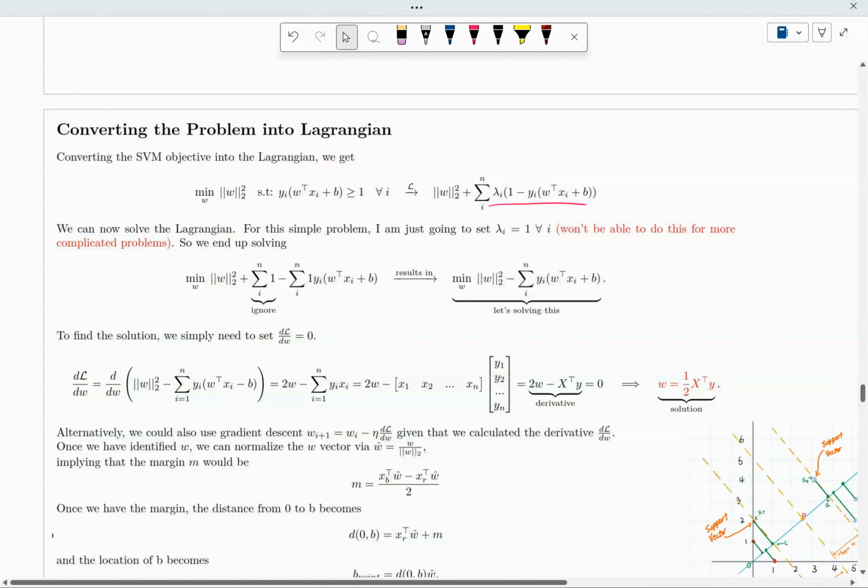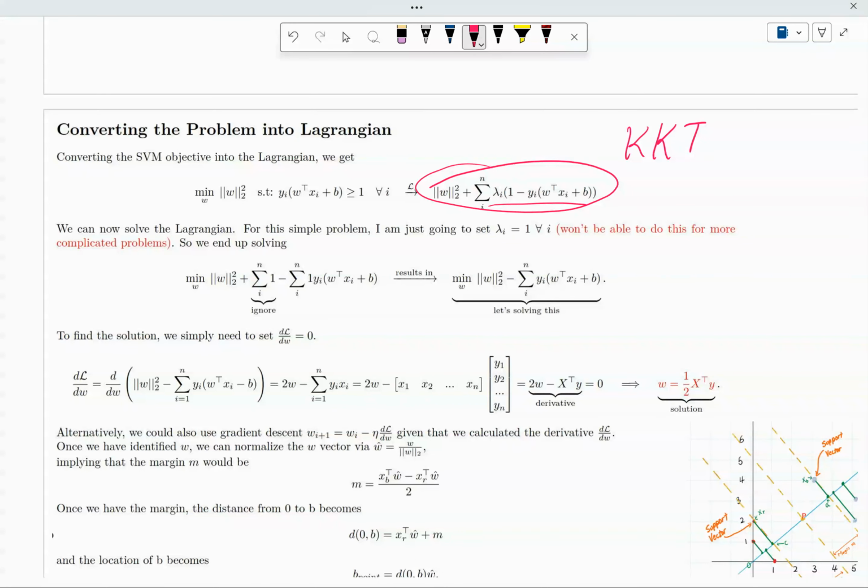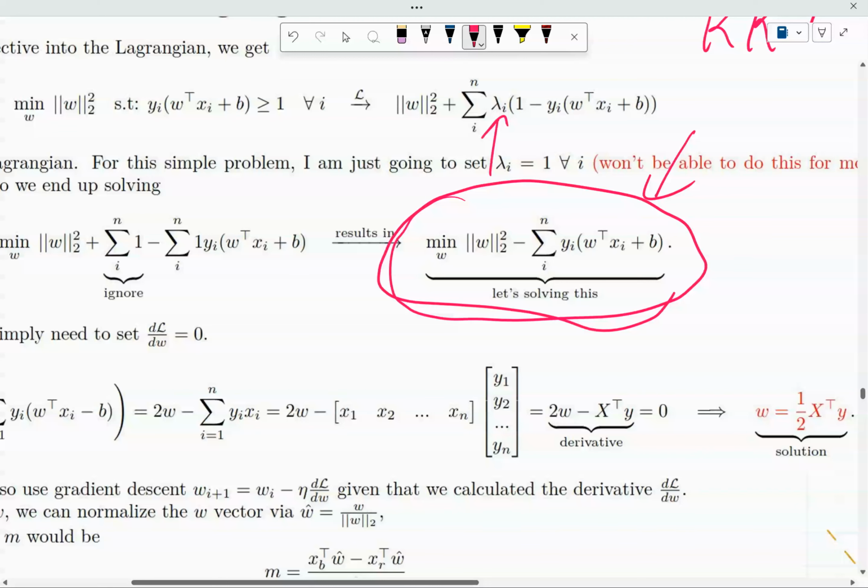Now we can solve the Lagrangian using the KKT condition. But for this particular case, it's pretty simple. For simpler cases, we could actually just use gradient descent. So for this simple case, I'm just going to set all the lambda to 1. Since we've done the KKT condition, you know that lambda equal to 1 may not be good enough, but this is a really simple case. Once I set it to 1, we end up having this expression here.